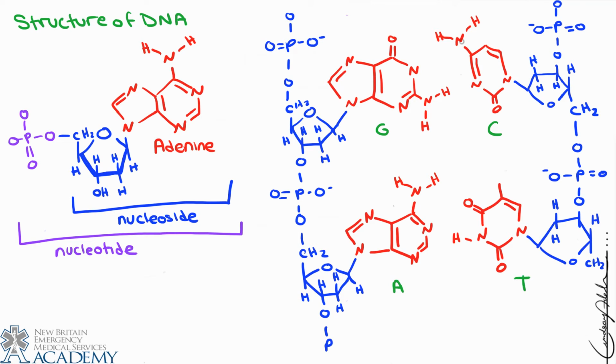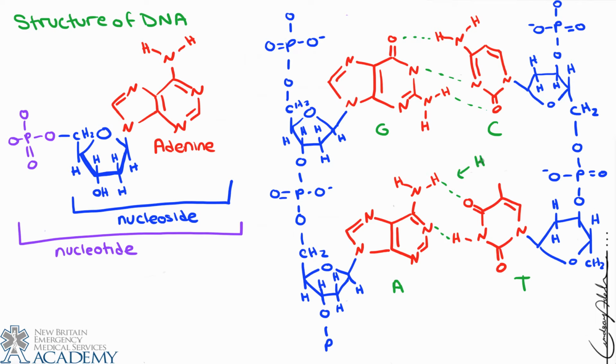Now, there's a couple things that are interesting about the way that these nucleotides interact with each other. So first of all, the arrangement of DNA is basically like a ladder, and we have the sugar and the phosphate would be like the sides of the ladder, and then the bases, the nitrogen-containing bases, would be like the rungs of the ladder. And the rungs of the ladder are connected to each other by hydrogen bonds.